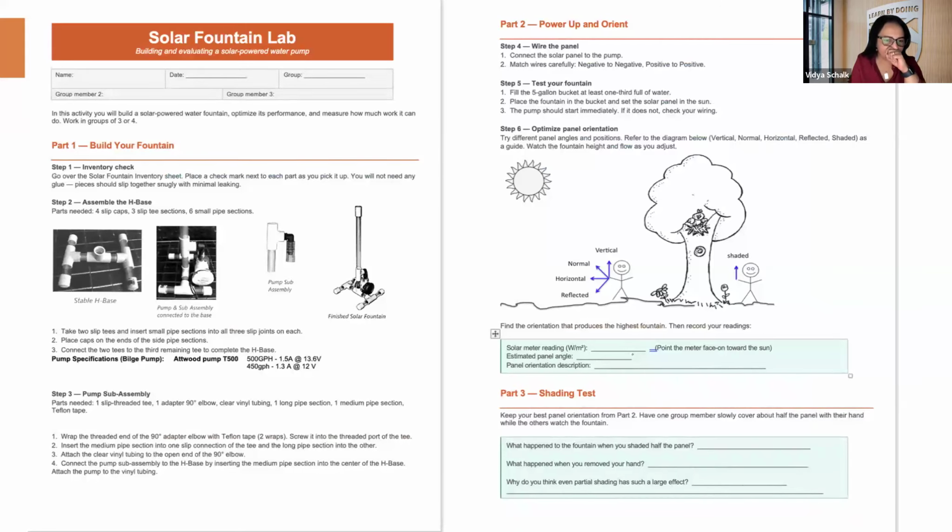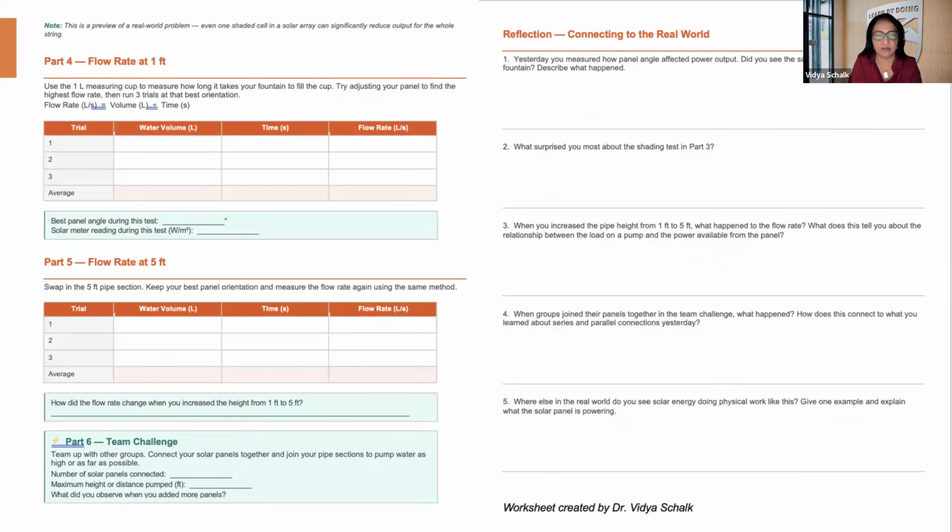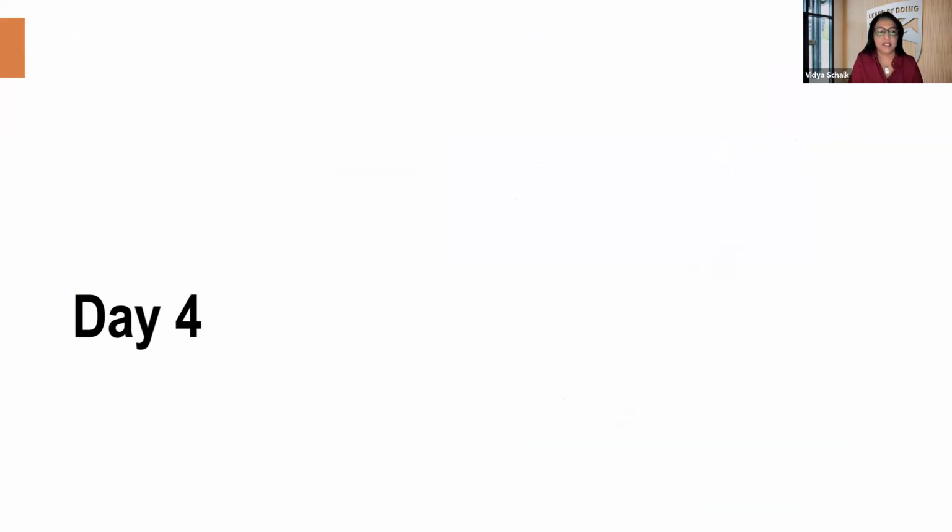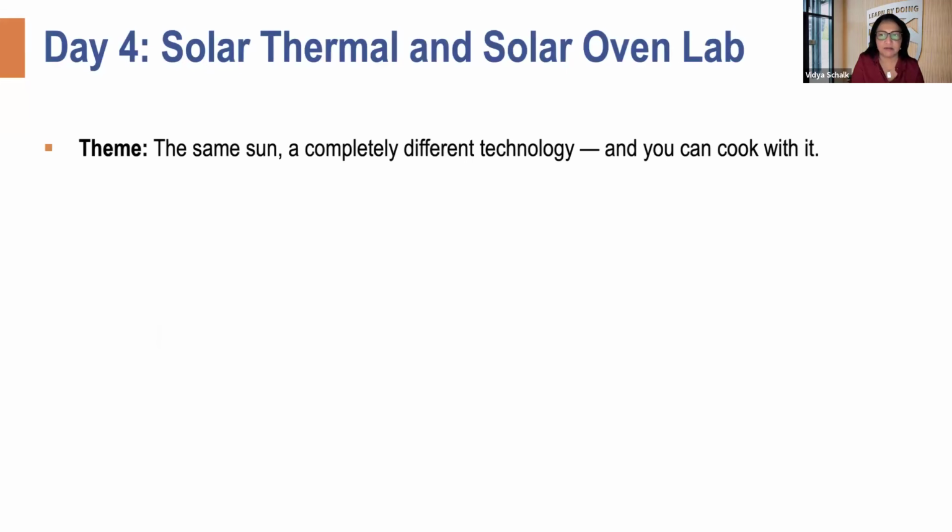This is a worksheet that goes with it. Really fun. They do their measurement. They write down their flow rate and everything. And then they have group discussion, and then we do a quick class discussion about all these things. And then that brings us to day 4, the final day, which is really lots of fun. Now we talk about the same sun, but a different technology where you can cook with it.